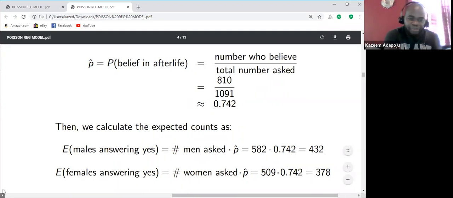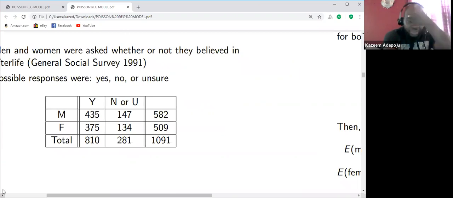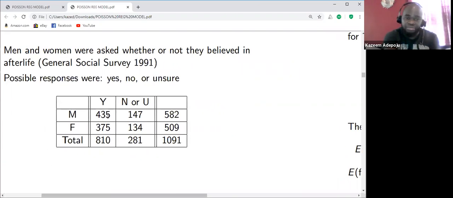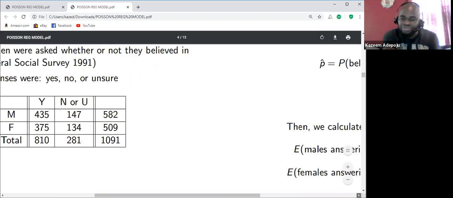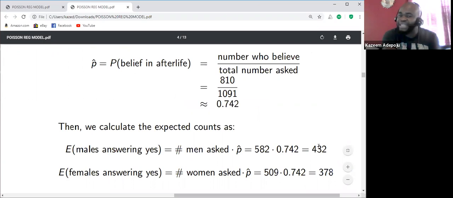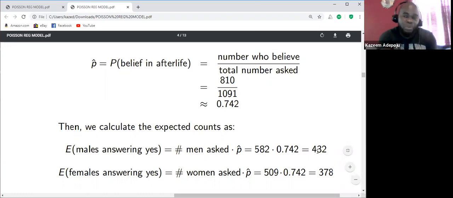If you want to check that from the table, take a look. The one from the table here is an observed value. This is 435. The 435 here is actually an observed value of men that said yes. But what I calculated right here is not an observed, it's an expected. I'm going to say that again. There is a difference between observed and expected. This is an expected, so we got this one from expectation, and expectation will be different from observed.